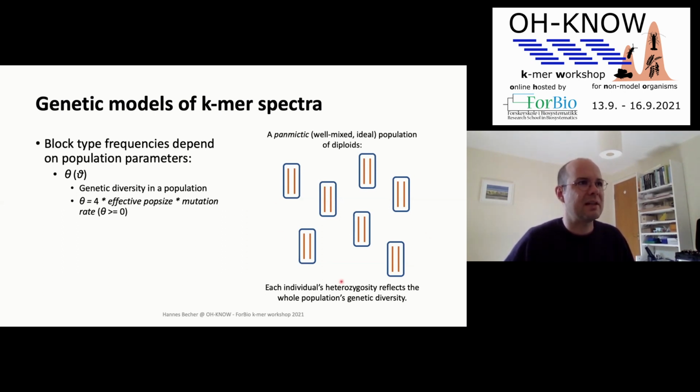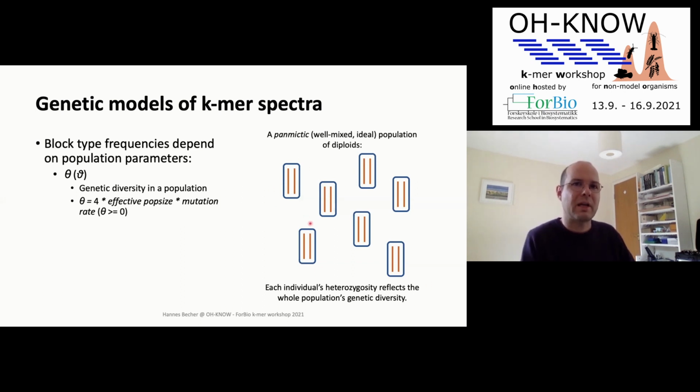So here we have an idealized diploid population, and all these diploids have 2 genomes. And if you look at these 2 genomes here, you can compute what's the heterozygosity. You can also look at this individual and you find the same level of heterozygosity. Or you compare this genome here to this genome here from the other diploid, and you also find the same level of heterozygosity between them. So the genetic information in one individual, the diversity in one individual, reflects the genetic diversity in the whole population.